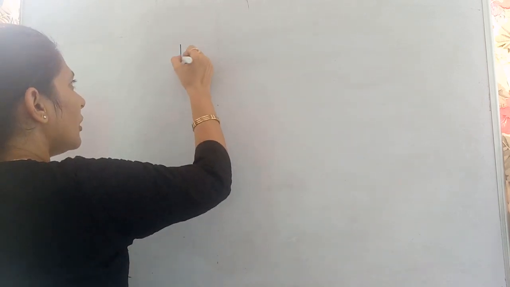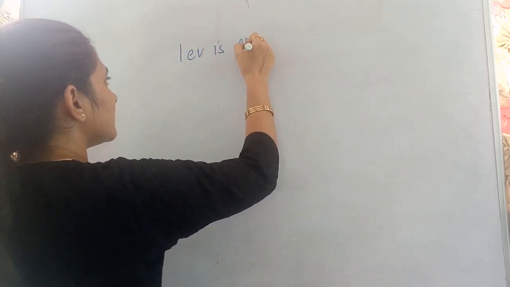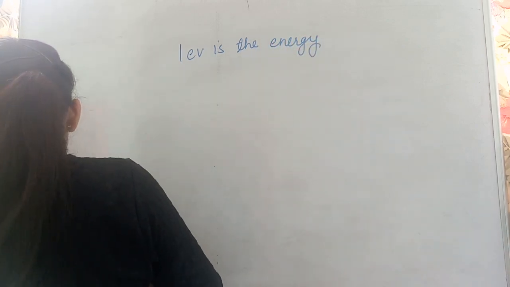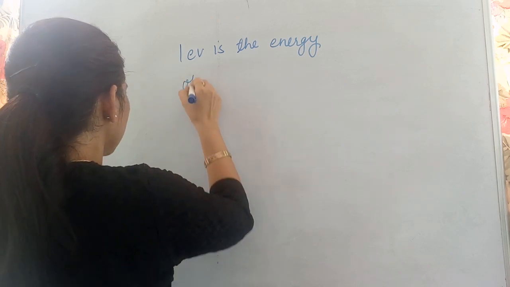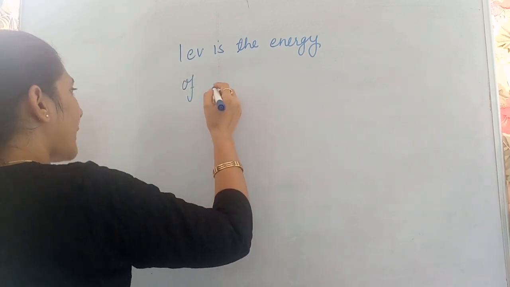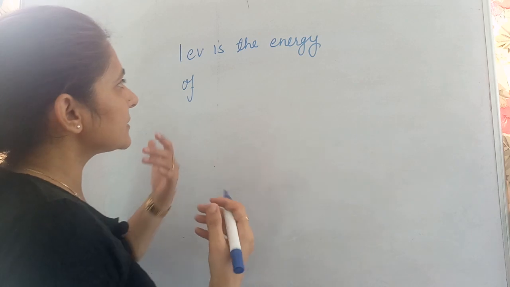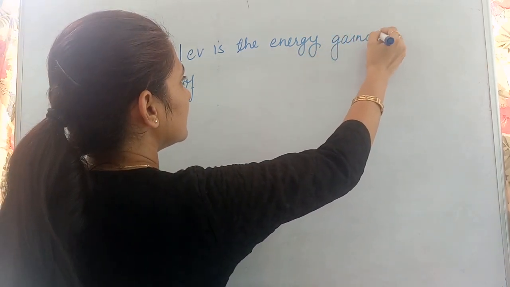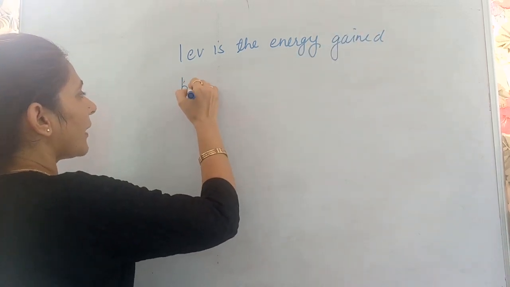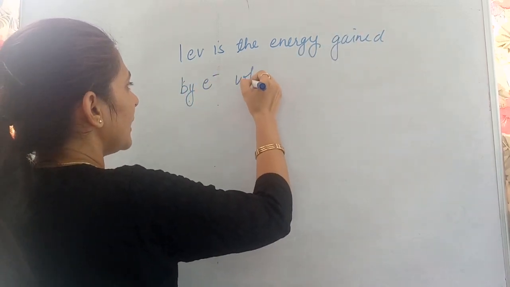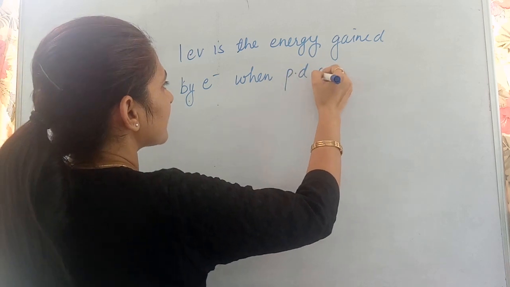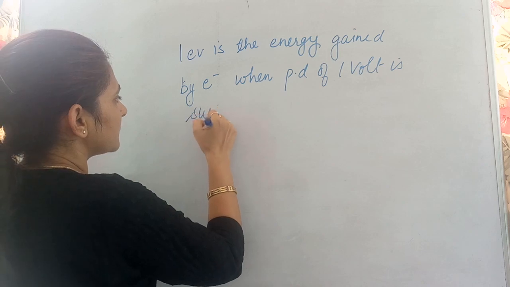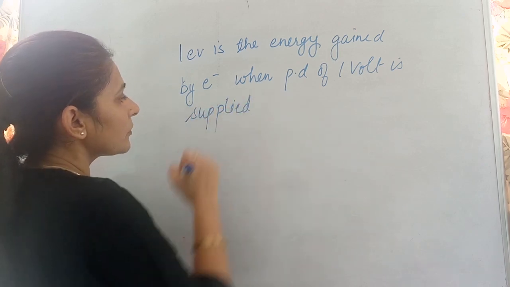1 electron volt is the energy. It is a unit for energy. It is the energy of atomic particles, or I can directly tell you, it is the energy gained by an electron when a potential difference of 1 volt is supplied. Okay, how can you remember it?